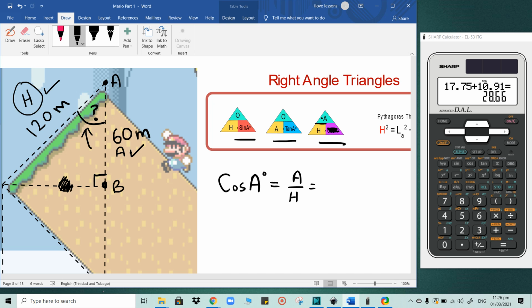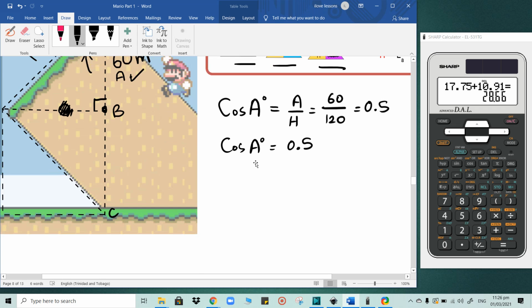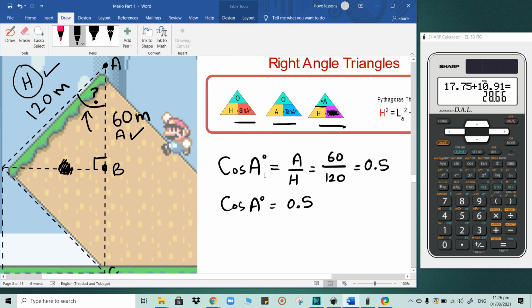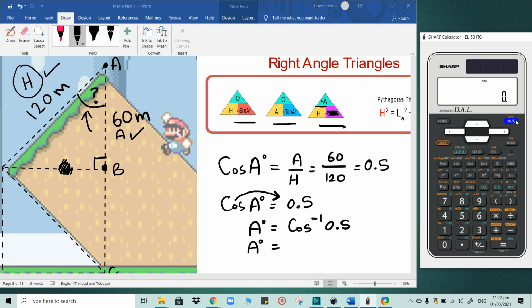The adjacent is how much? 60, and the hypotenuse is 120. 60 divided by 120 is 0.5. So cos A is 0.5. I guess that's the end of the question. No, that's not the end of the question. Whenever you're trying to find an angle, you will always have this one last annoying step to do. You will either have to throw across the sine, tan, or cosine, in this case to get cos inverse. Only after we cos inverse and leave the angle alone on this side, then we are finished. Cos inverse 0.5 is 60 degrees.